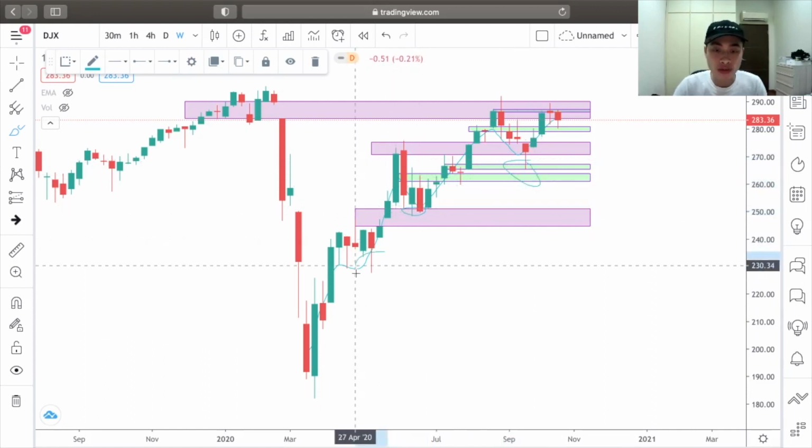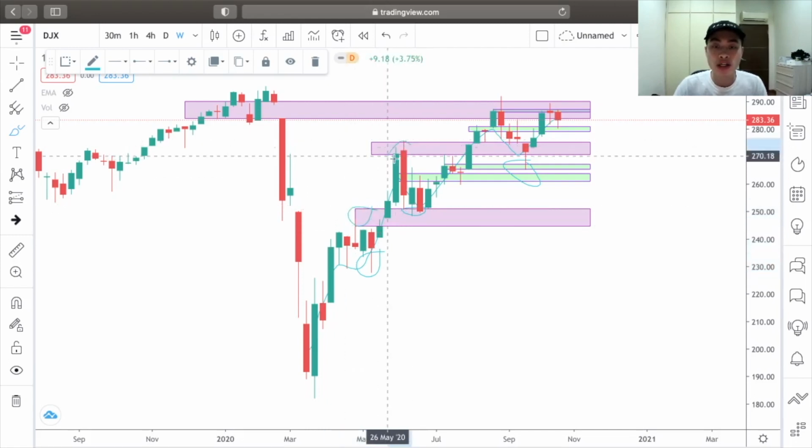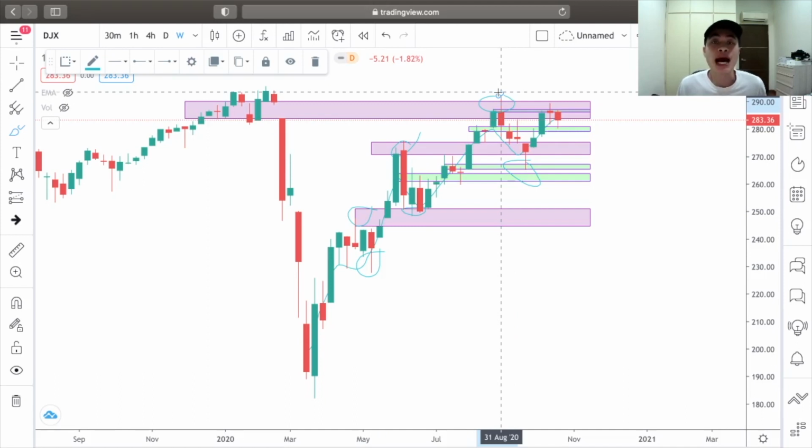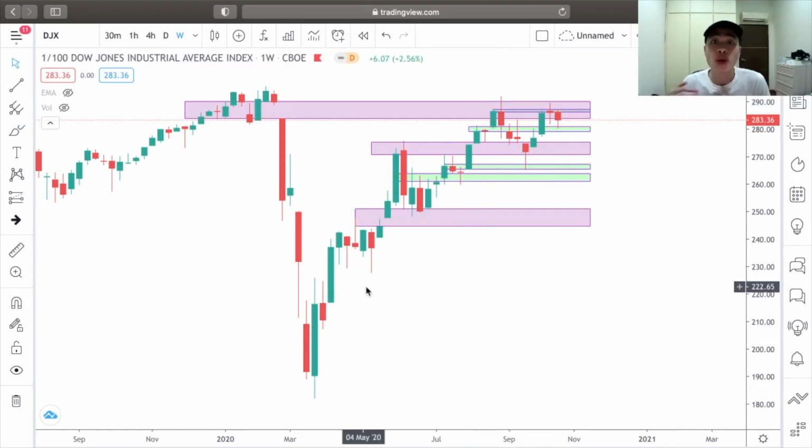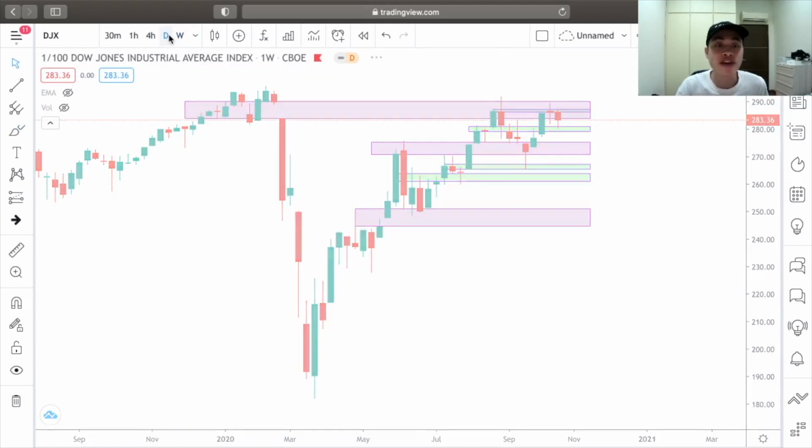and over here, and if we compare the highs over here, and over here, we'll see that for the Dow Jones, prices were making higher lows and higher highs. So for the intermediate and longer term, the Dow Jones is still in an uptrend. So that's for the weekly time frame. Now let's take a look at the daily time frame for the Dow Jones.